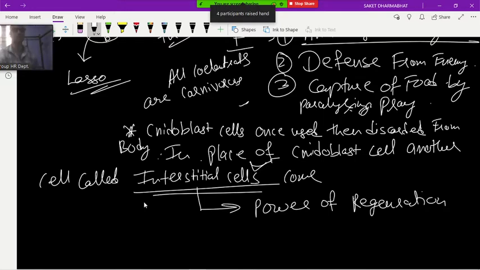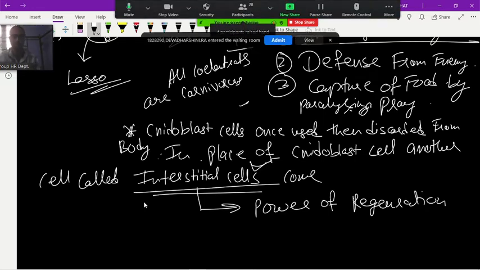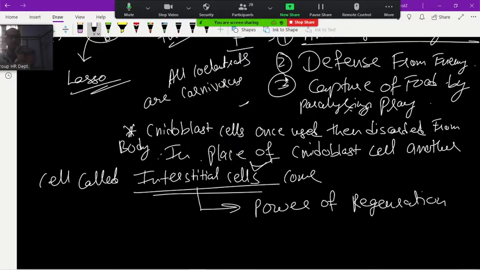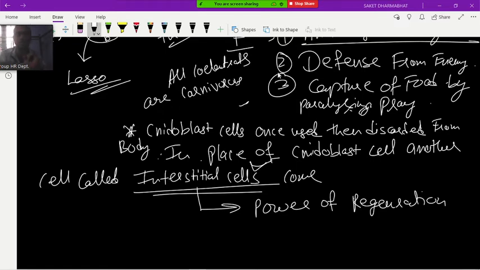Suppose any coelenterate bites you, then what happens? They will insert their sting inside your body. The same thing happens in the honeybee also. If a honeybee bites you, its sting will be inside your skin only. So in the place of that, a new nidoblast will never come, but another cell will come there. What is the name? Interstitial cell.